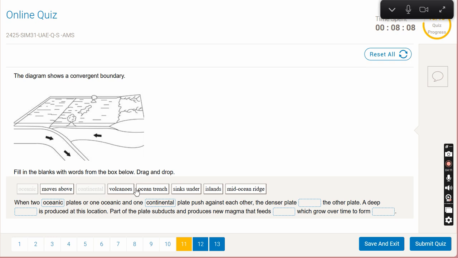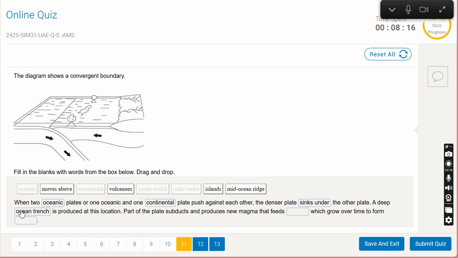The next one: when two oceanic plates, or one oceanic and one continental plate, push against each other, the denser plate slides under the other one and sinks. A deep trench is produced at this location. What is that? A deep ocean trench. Part of the plate subducts and produces new magma. This new magma feeds into the volcano, right? The plate that's going under melts in the mantle, and it feeds into the magma that forms volcanoes.